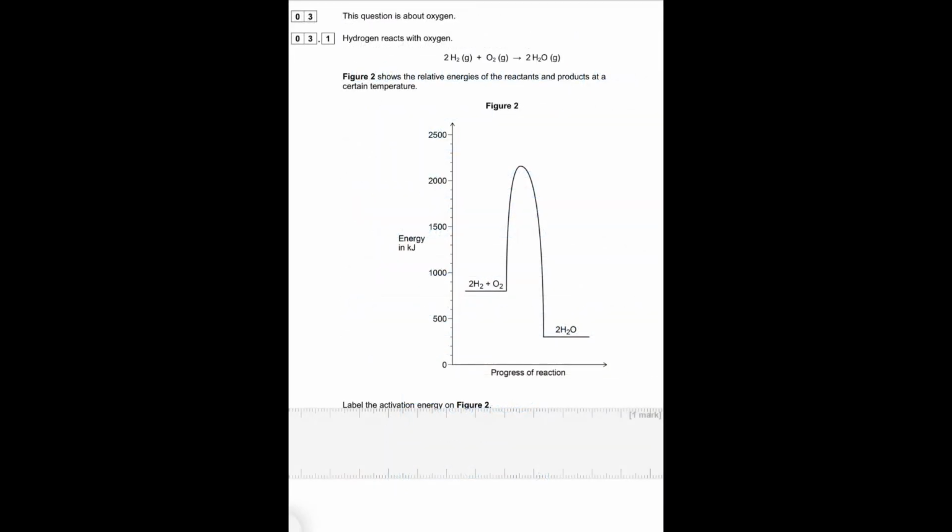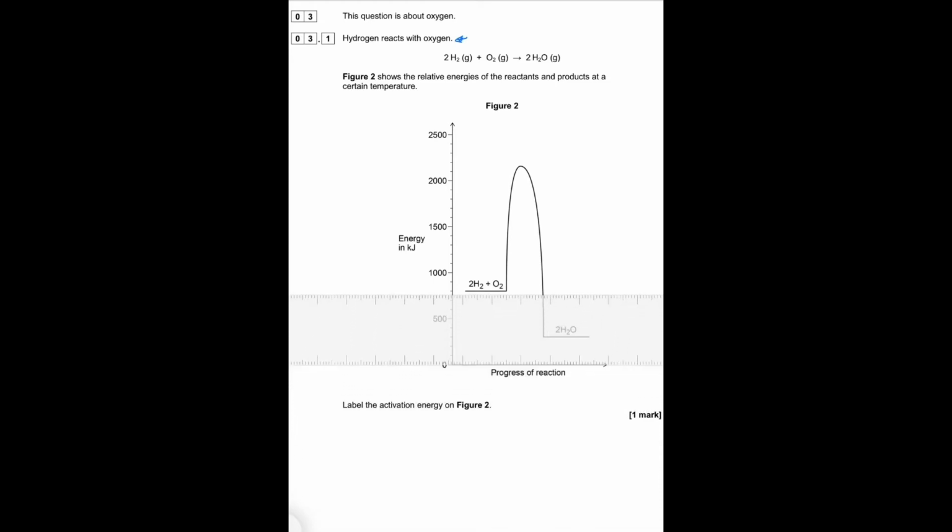This question is about oxygen. Hydrogen reacts with oxygen, and we have our equation showing 2 hydrogen molecules react with oxygen to produce 2 water molecules there. And figure 2 shows the relative energies of the reactants and products at a certain temperature. And we've got to label the activation energy on figure 2.